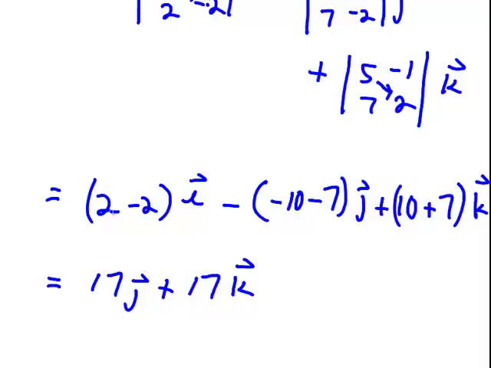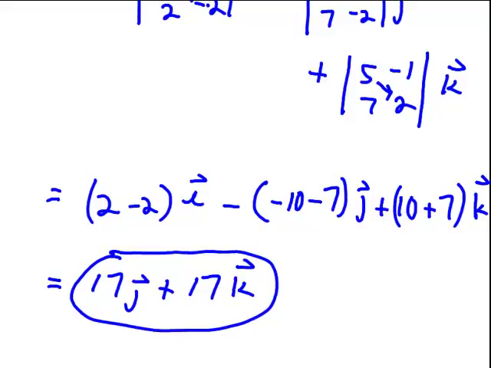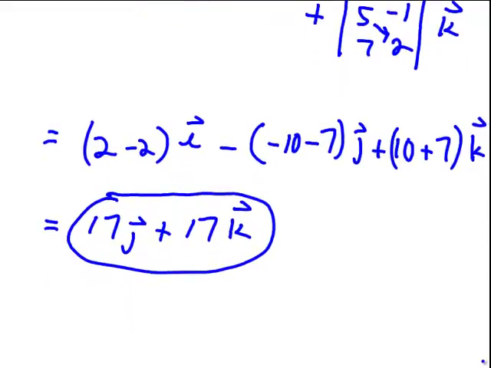Well, that could be your normal vector, but why not divide out the 17? Because any multiple of this cross product is also a normal vector. So I'm going to actually take my n to equal j plus k.